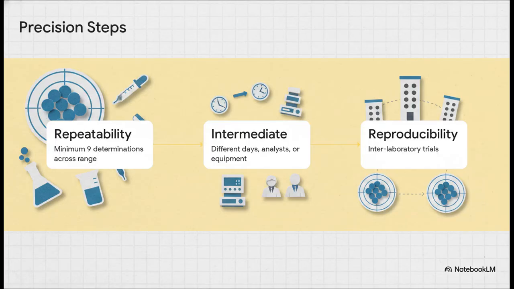Precision, on the other hand, isn't about hitting the center of the bullseye at all. It's about hitting the exact same spot repeatedly, regardless of where that spot is. We prove precision in 3 escalating steps of rigor. First up is repeatability, which means running a minimum of 9 determinations in a short time frame. Second is intermediate precision. This is where we test if our procedure survives the random events of reality, stuff like different analysts, different days, or different equipment. And finally, we have reproducibility, which is checking if entirely different laboratories can get the exact same grouping of hits.